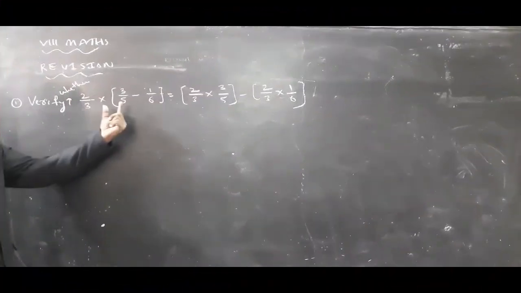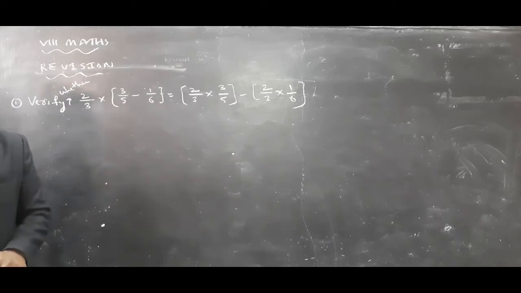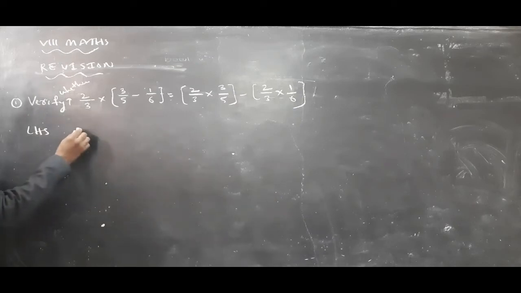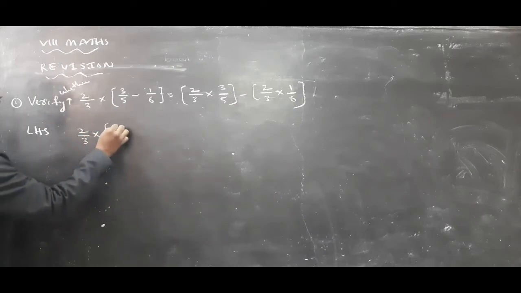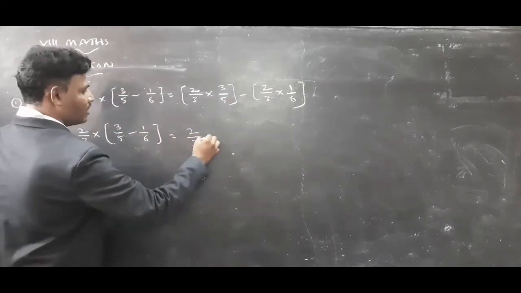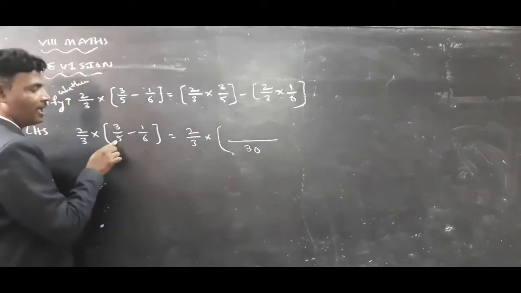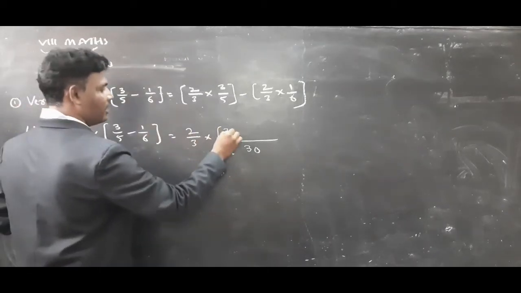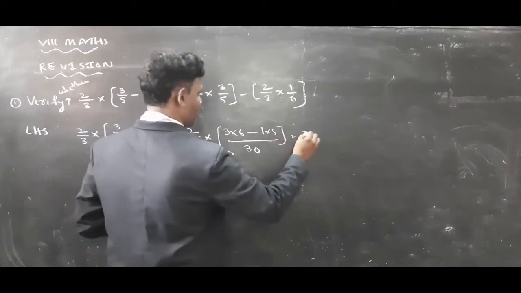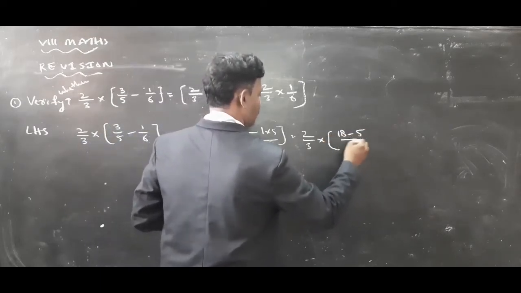Verify whether 2/3 × (3/5 − 1/6) equals 2/3 × 3/5 − 2/3 × 1/6. To verify this, first I am taking the LHS. What is the left hand side? 2/3 × (3/5 − 1/6). So 2/3 into the LCM of 5 and 6, which is 30. In the 5 table, 30 goes 6 times. So 3 into 6 minus 1 into 5 is equal to 2/3 into (18 − 5)/30.